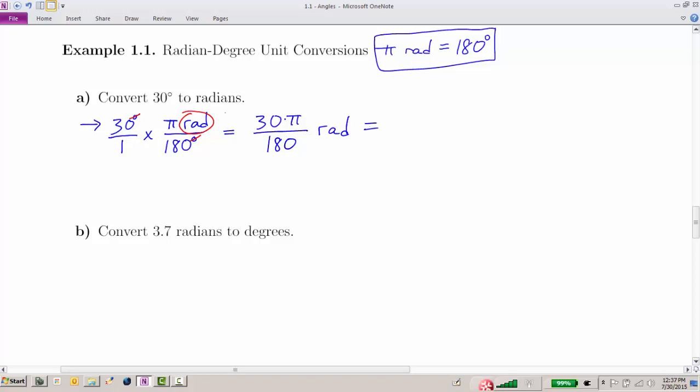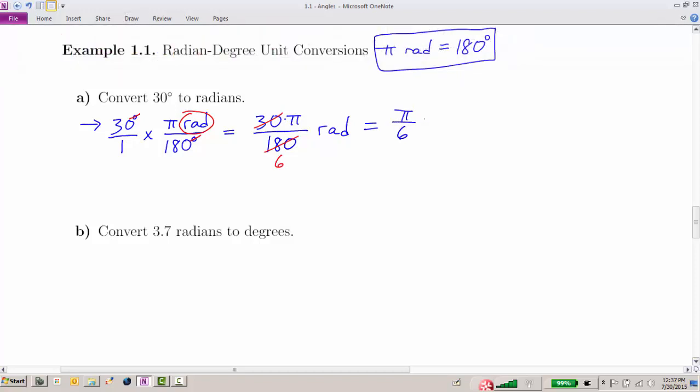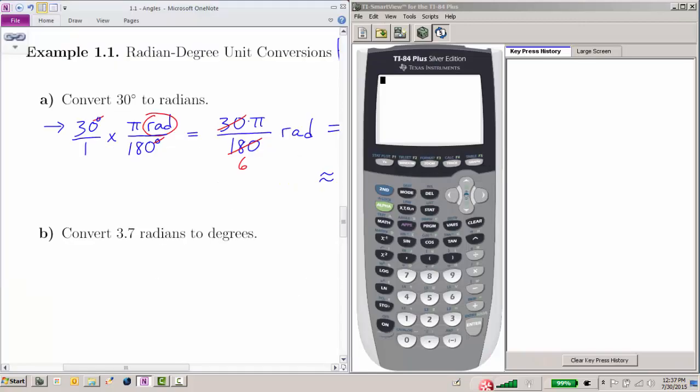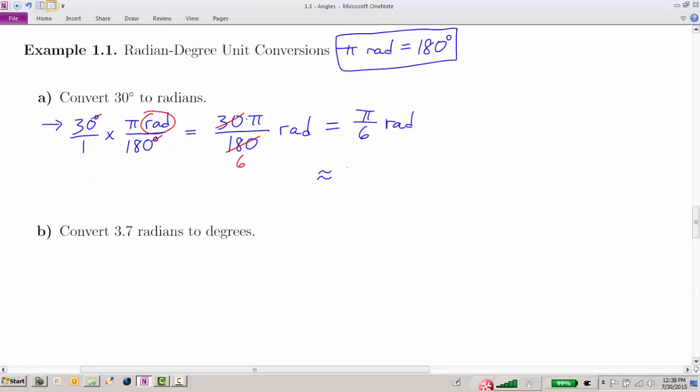We can reduce this. 30 goes into 180, as it turns out, 6 times. So we have pi over 6 radians, and if we like, we can approximate that. And we get about 0.524 radians. So we have an exact answer and then an approximate answer below.